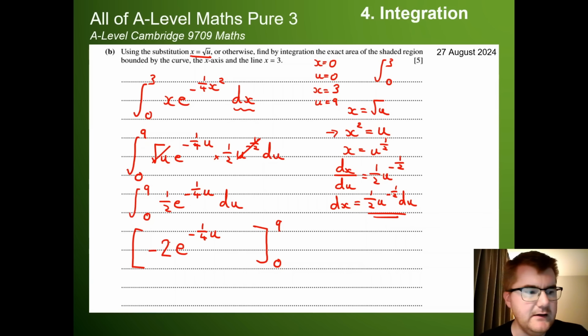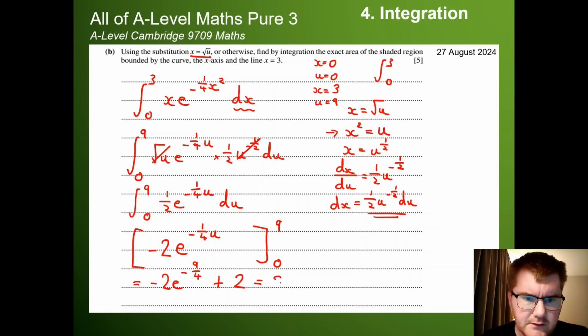And now we put in our limits. So we've got 9 here, so that's easy to put in. We just get minus 2 e to the power of minus 9/4. And if we put in 0, that's just going to give us 2.